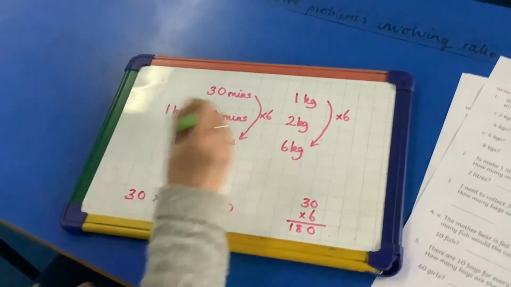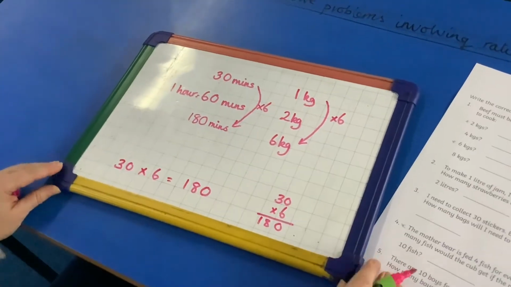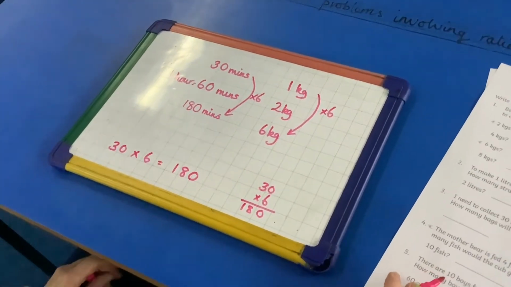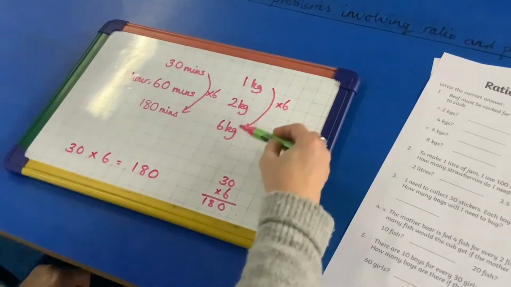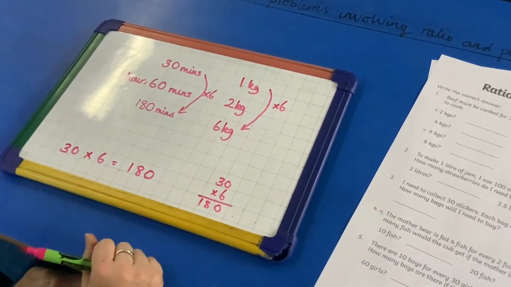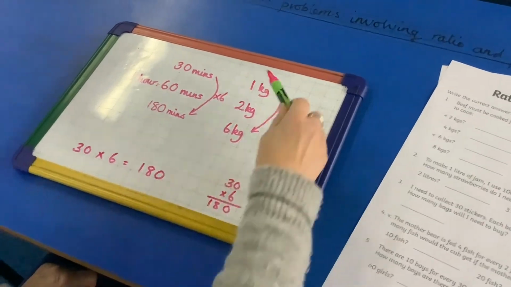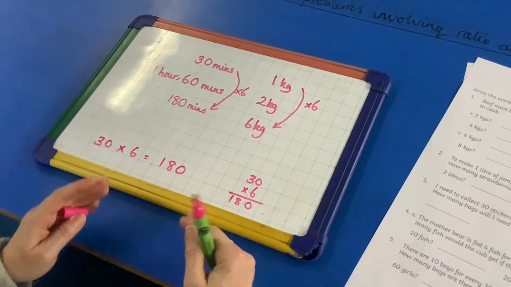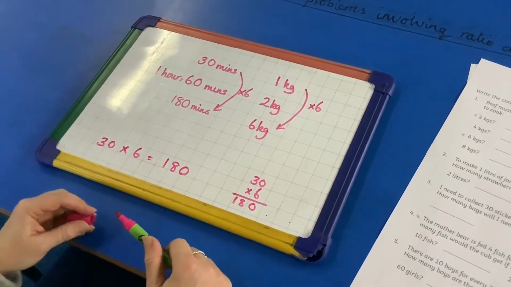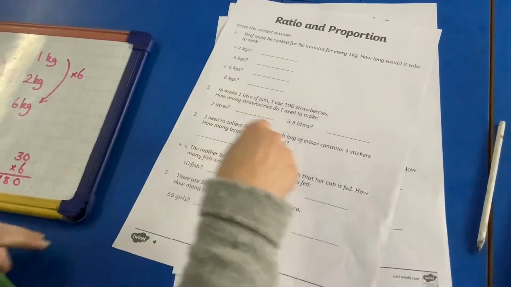180 minutes. This sort of reminds me a little bit of when we were doing equivalent fractions and we were saying to keep them the same, whatever you do to one, you do to the other, to the numerator and the denominator. It just reminds me of that. We're keeping it all in the same proportion. So that was a question here about proportion.